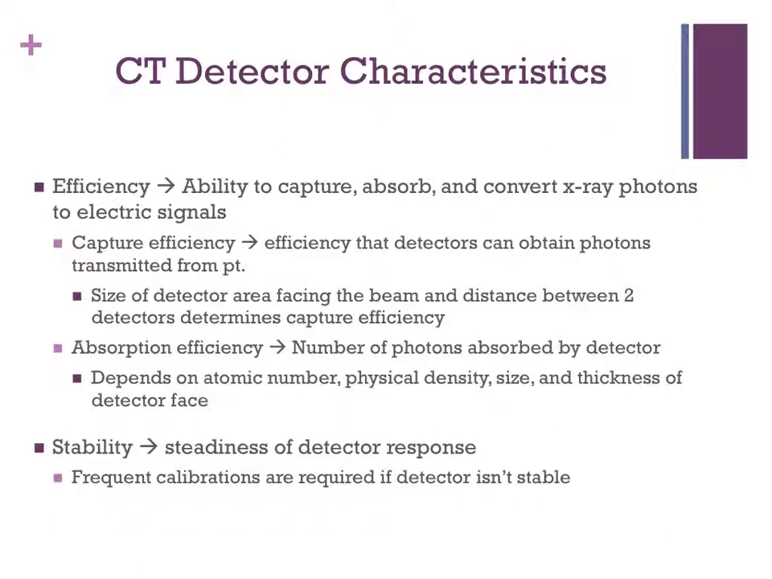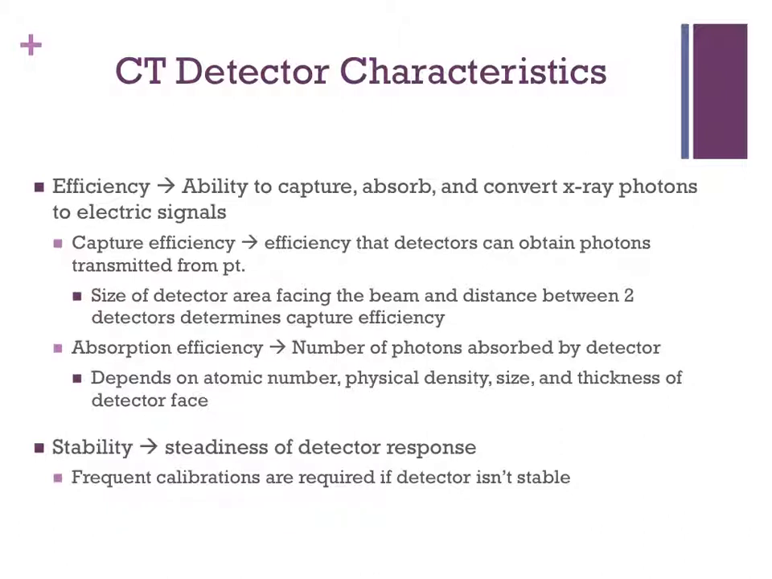Efficiency is the ability to capture, absorb, and convert X-ray photons to electric signals. CT detectors must have a high capture efficiency, absorption efficiency, and conversion efficiency. Capture efficiency is the efficiency with which detectors can obtain the photons transmitted from the patient. The size of the detector area facing the beam and the distance between the two detectors determines capture efficiency. And absorption efficiency is the number of photons absorbed by the detector. So this depends on atomic number, physical density, size, and thickness of the detector face.